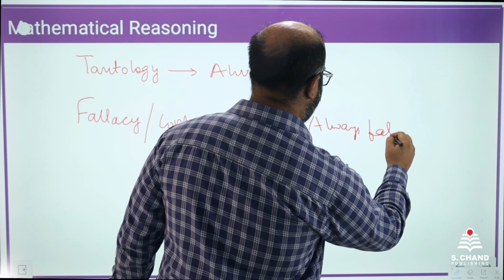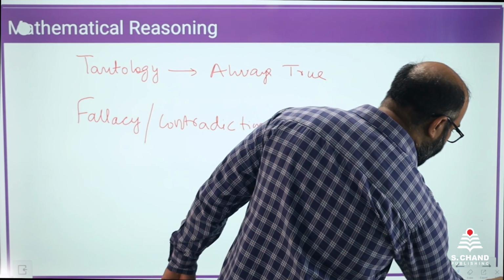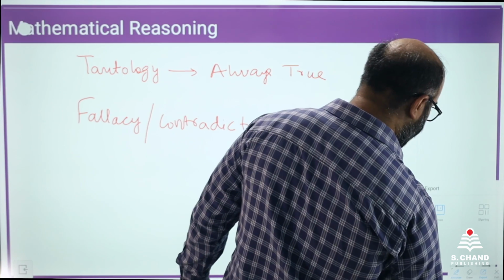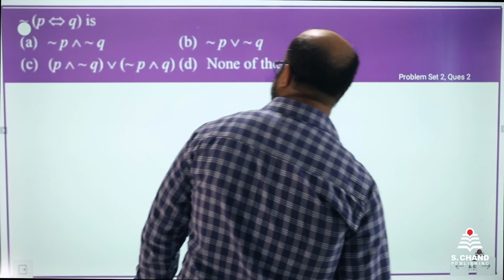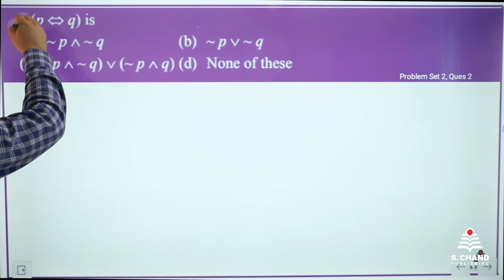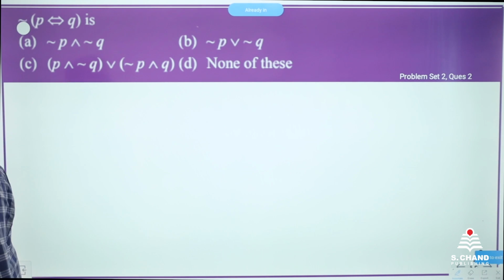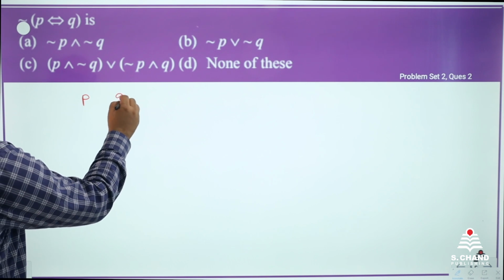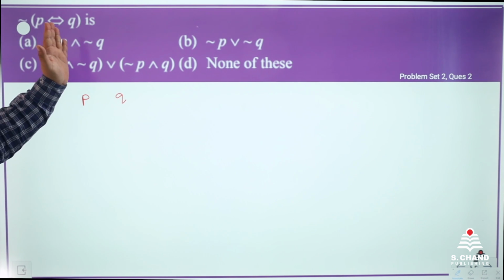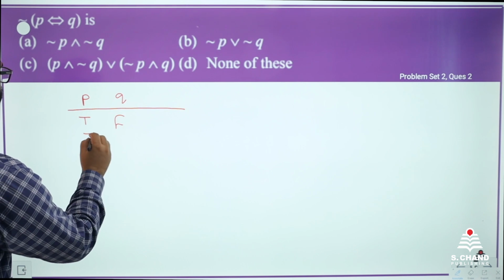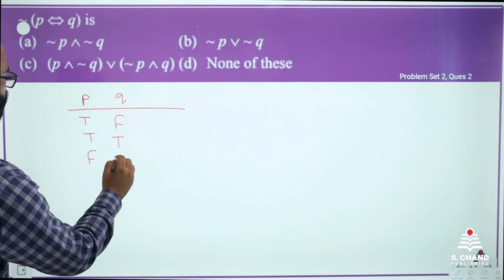Now we have another question here which we have to see. The question says: not of P double implies Q is. So let us draw the truth table here. P, Q. We have taken P, we have taken Q, two statements. True, false, true, true, false, true, false, false.